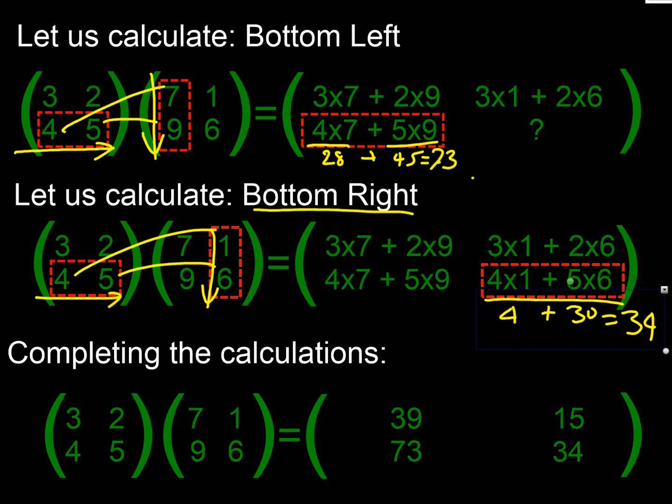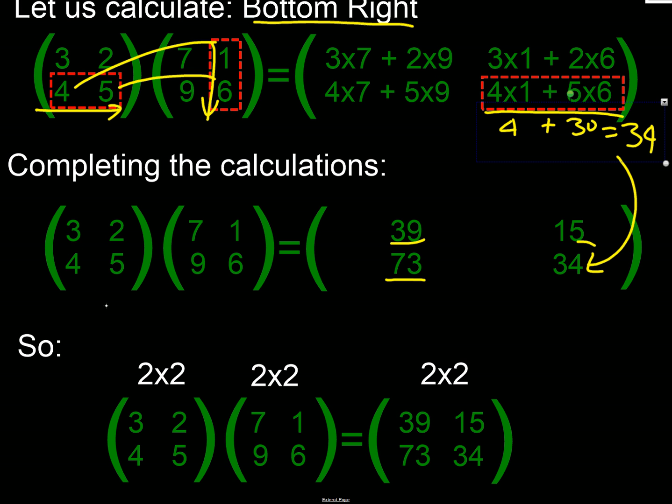So if I do all of those calculations, finalize those calculations, that 34 is going to go there, isn't it? We had a 73, we had a 39 and a 15. So there we have it. If I multiply this 2 by 2 matrix by this 2 by 2 matrix, I get these values. There we go.